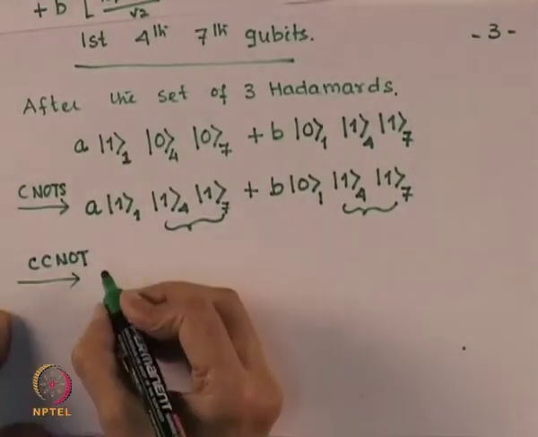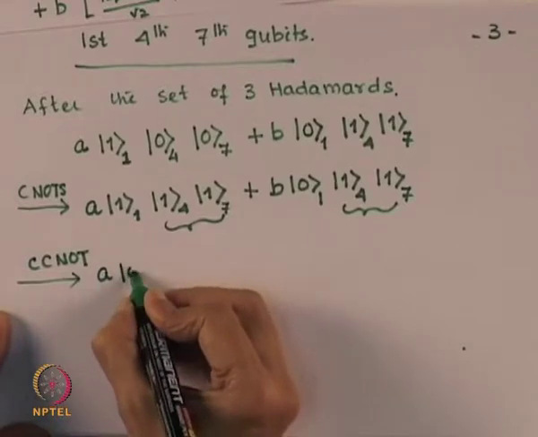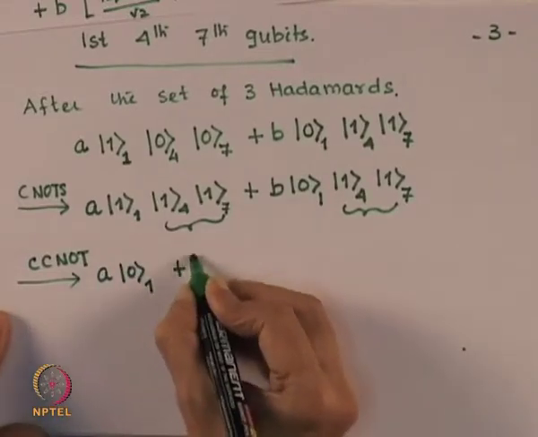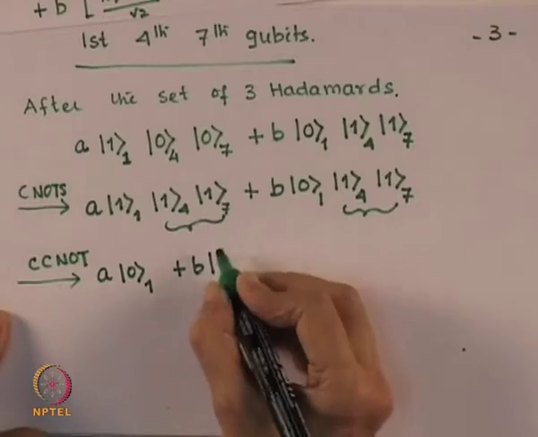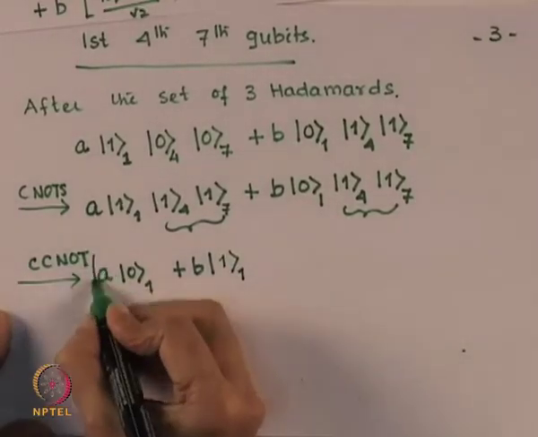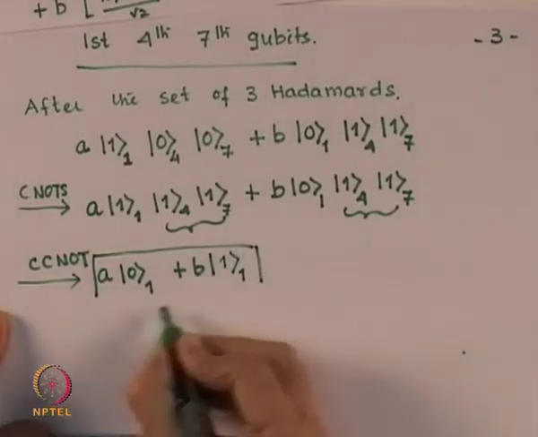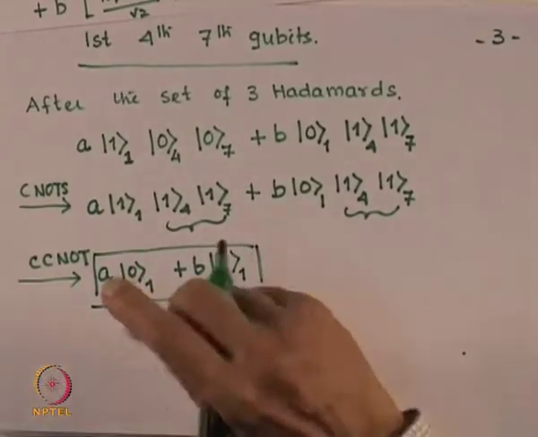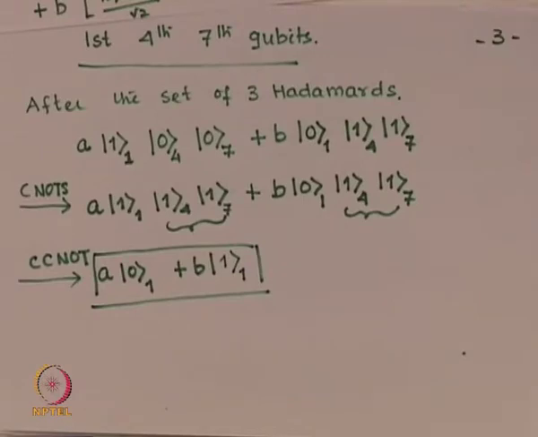and that will make it A 0, 1 plus B 1. And this, if you recall, is the original qubit that was sent before I did coding and then decoding. And this is roughly what the whole structure is about.